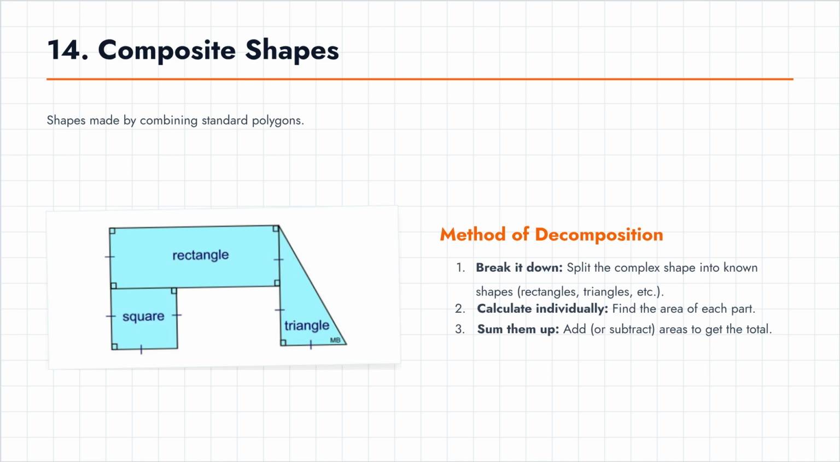Composite shapes are made by combining standard polygons. Use the method of decomposition. Break the complex shape into known shapes. Calculate the area of each part individually, and then sum the areas to get the total.